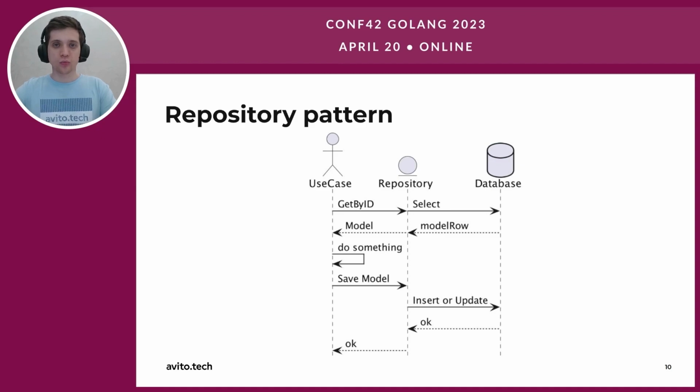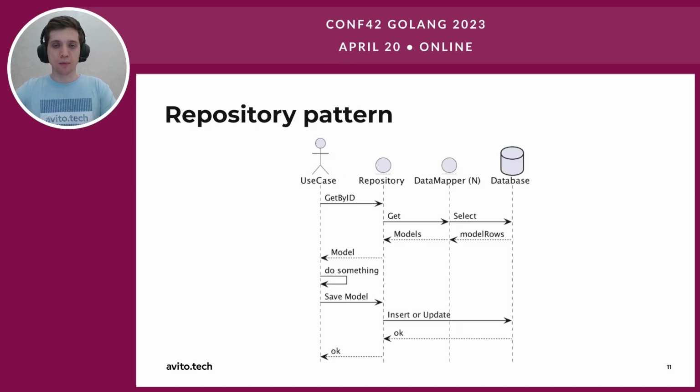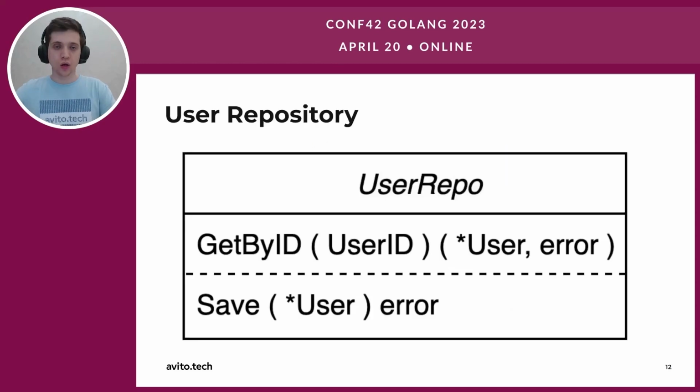However, the repository can use the data mapper pattern if we have a complex model, and the repository will work with a data mapper instead of directly calling the database. The description is simple, but what is inside? We slightly modify the repository interface to our model, and that's still simple.